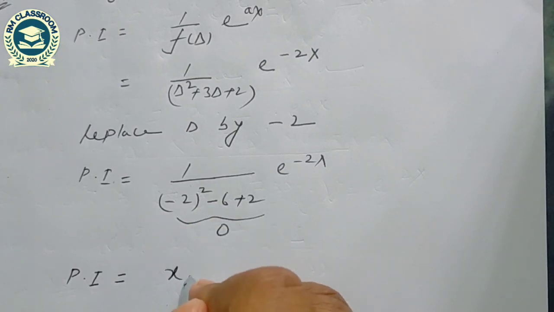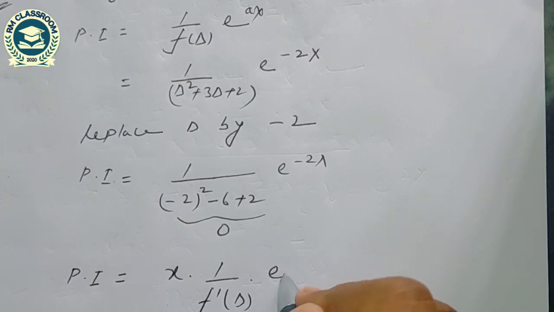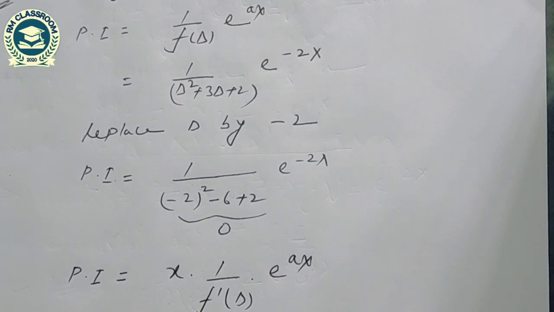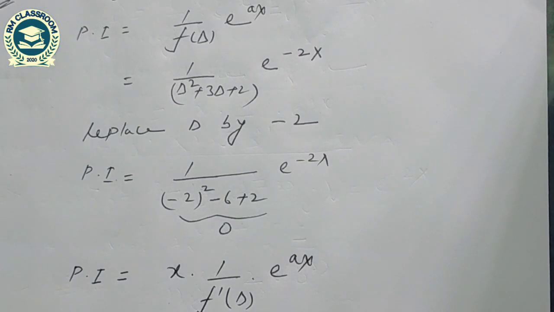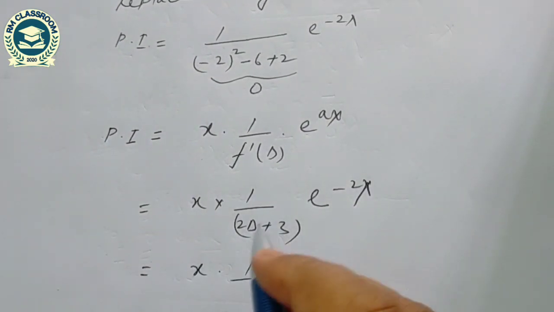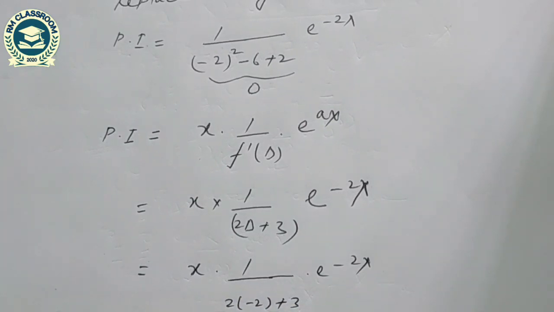So the particular integral is x into 1 by f'(D) into e^(ax). x into 1 by f'(D), which is 2D + 3, e^(-2x). So the particular integral is x by, replacing D by -2, 2 into -2 plus 3, into e^(-2x). So it is -x into e^(-2x) is the particular integral.